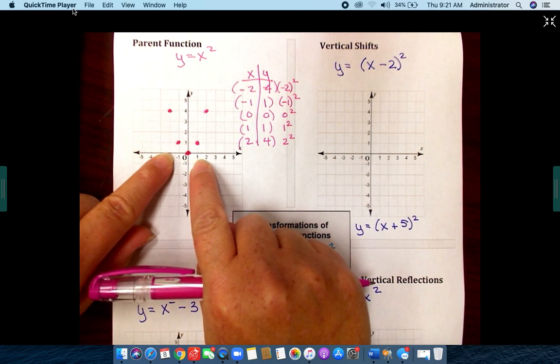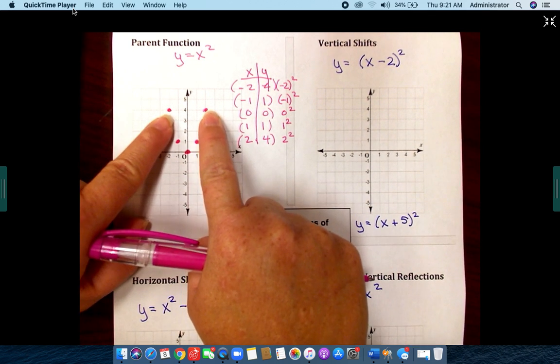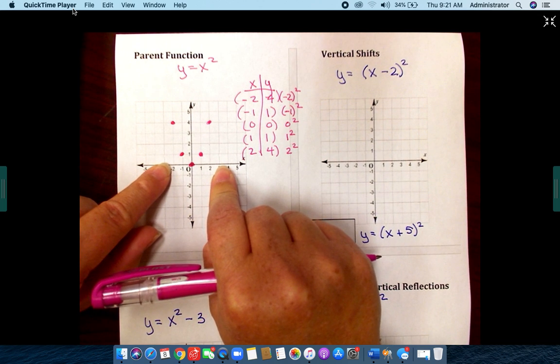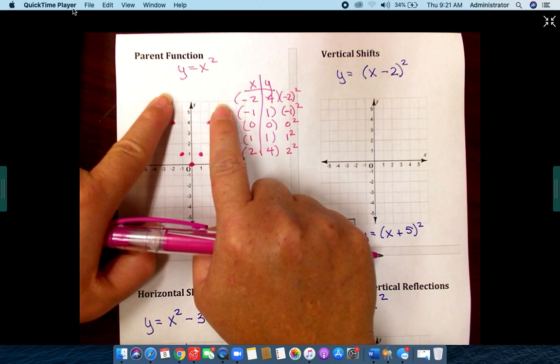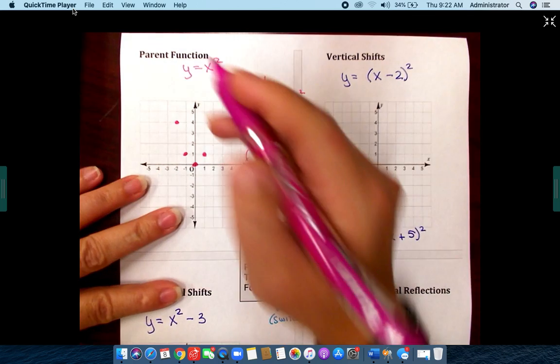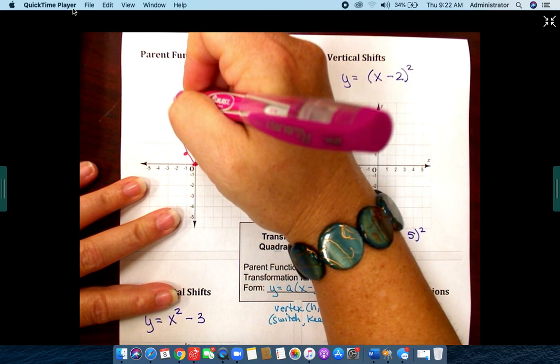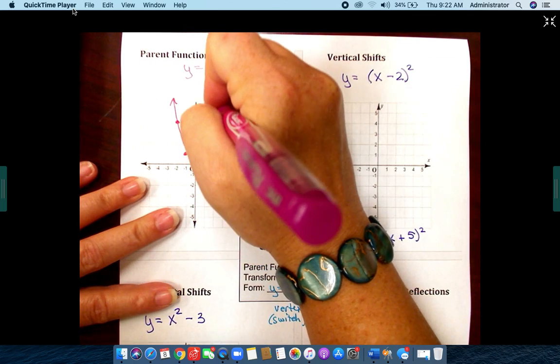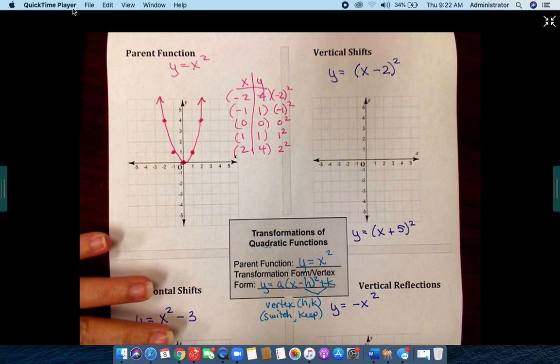So (0, 0), out 1, up 1, out 2, up 4, out 3. Can you predict that? Out 3, up 9, out 4, up 16, out 5, up 25, etc. So please make sure your graphs extend all the way to the end of your graph paper.